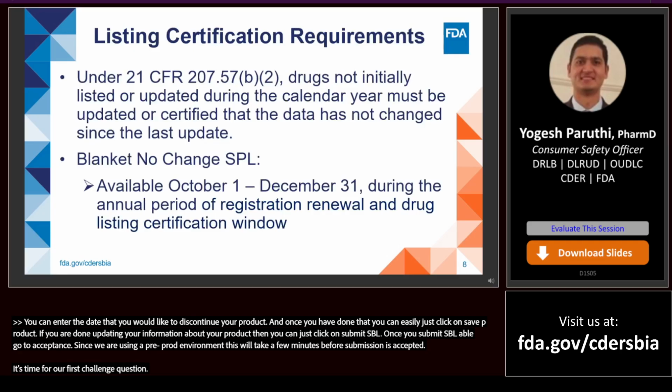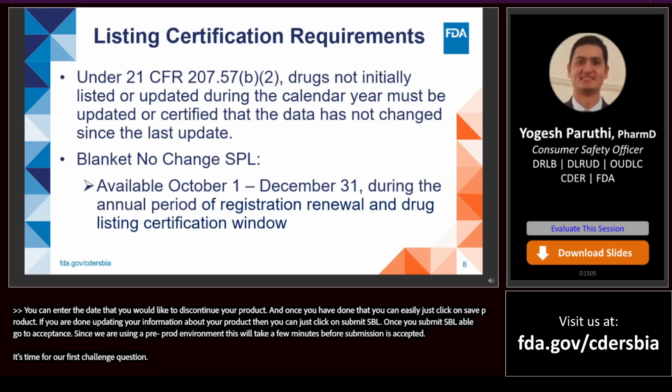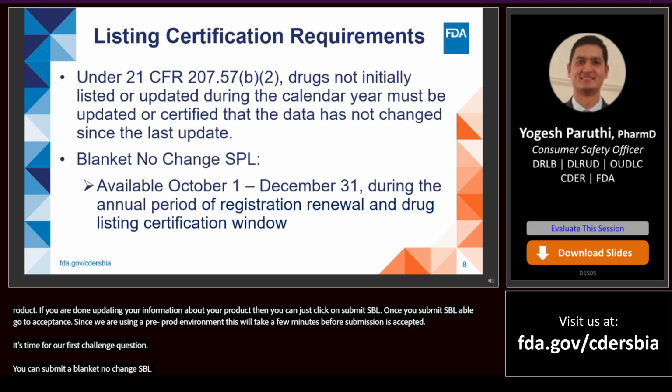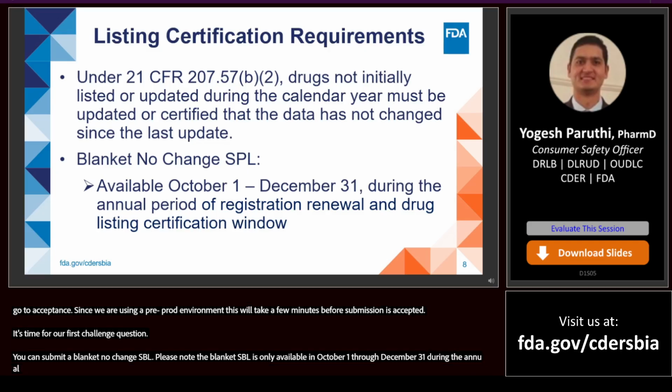Under 21 CFR 207.57(b)(2), drugs not initially listed or updated during the calendar year must be updated or certified that the data has not changed since the last update. To do so, you could submit a blanket no change SPL. Please note, this blanket no change SPL is only available from October 1st through December 31st during the annual period of registration renewal and drug listing certification window.